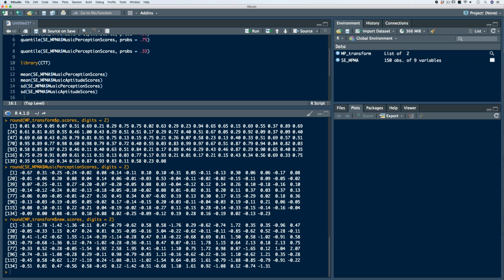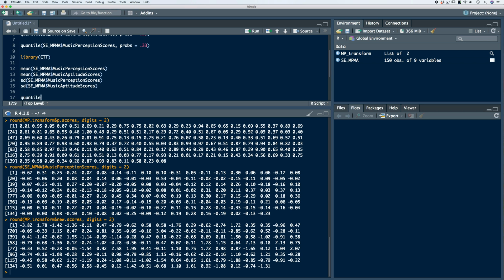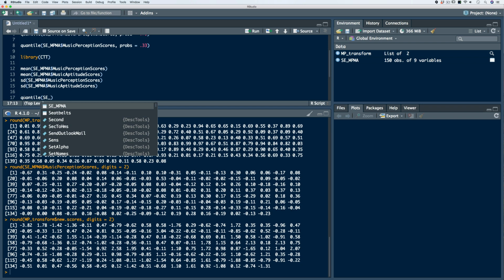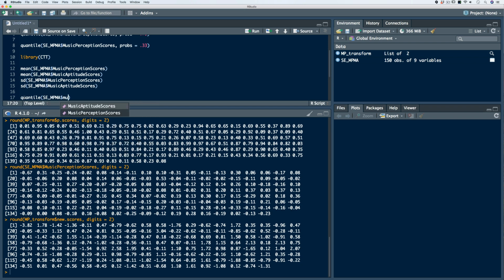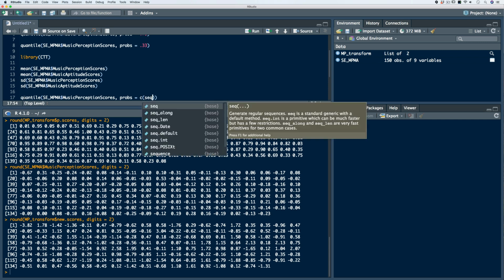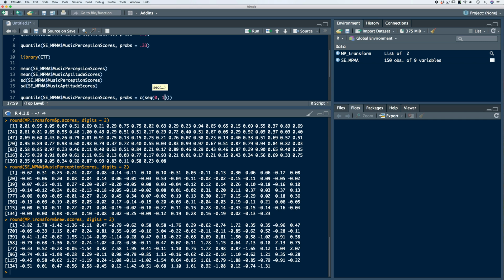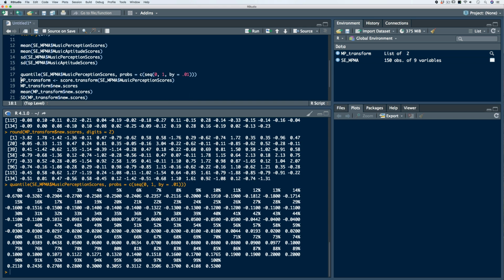Now, if we want to report what the values are for each of the percentiles, so that way students or parents can compare the scores to the percentiles, we can use the quantile function again. We'll pass in our music perception scores, our original variable. And then we're going to use the probs argument. We're going to use the concatenation function. And then what we're going to do is we're going to set a sequence ranging from 0 to 1 by increments of 0.01. I'll run this code. And then we see all of our values that correspond to each of the percentiles.